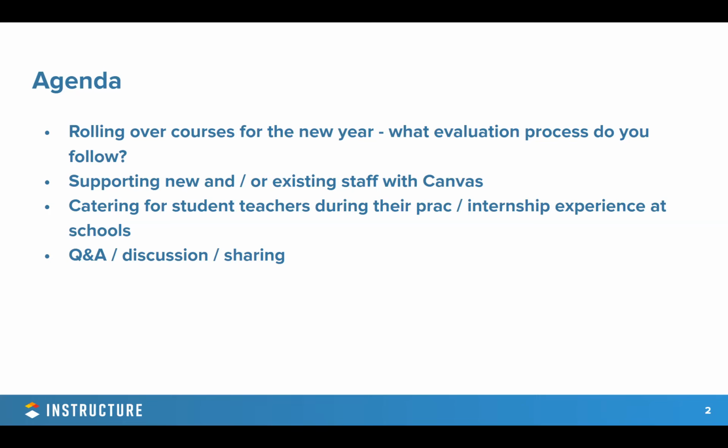The big one right at the very top is rolling over courses for the new year. What evaluation process do you follow? So not necessarily the technical process of just moving content, but actually how do you evaluate the actual content that's in those courses to get them rolled over and up to date and fresh for the new year.